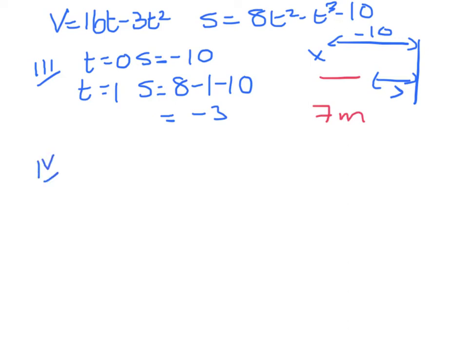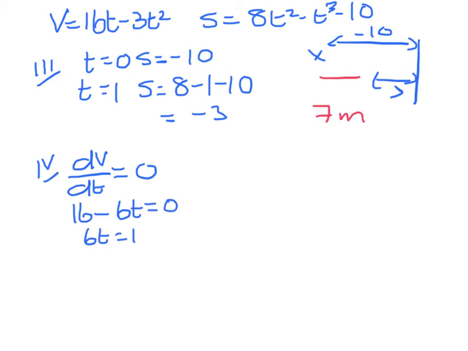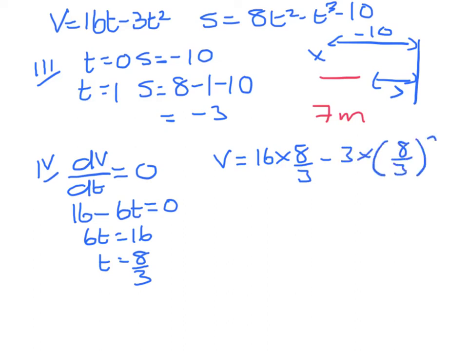Part 4, maximum velocity. Maximum velocity occurs when dv/dt equals 0. So that's when 16 minus 6t equals 0. 6t equals 16, t equals 8 over 3. Tells me that the maximum velocity is going to be 16 times 8 over 3 minus 3 times (8 over 3) all squared, which equals 64 over 3 metres per second.